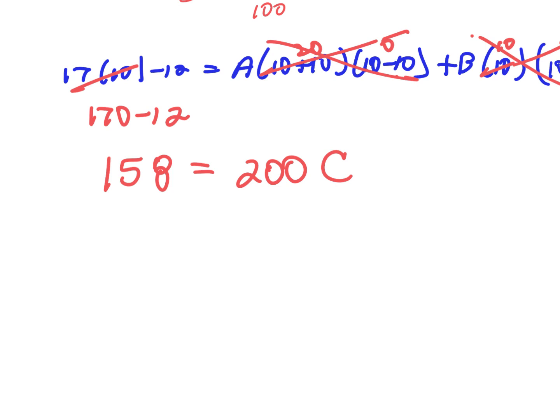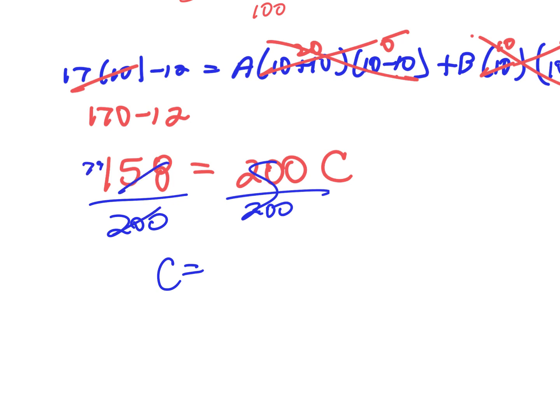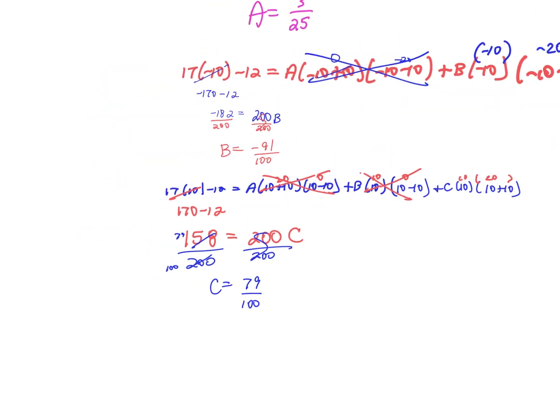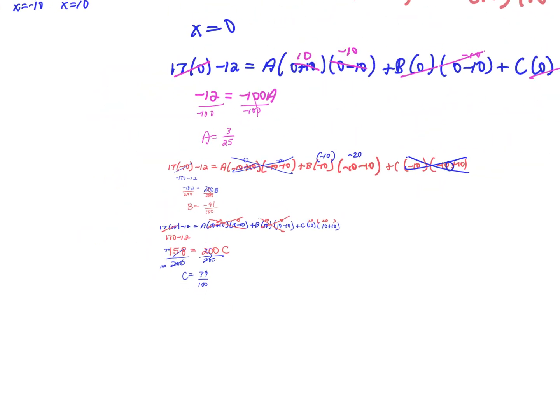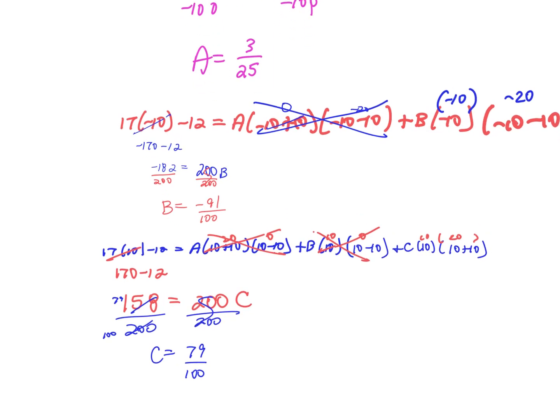Now what do I do? Divide by 200. Again, not a beautiful fraction, so what do we do? Just simplify it. What can I divide 158 and 200 by? 2. How many times does 2 go into 158? This is 79, and this is 100. Does 79 break down anymore? Okay, so 79 over 100. Now, that is a long problem. Seems like it took us forever, but we still have not even gotten to the answer.